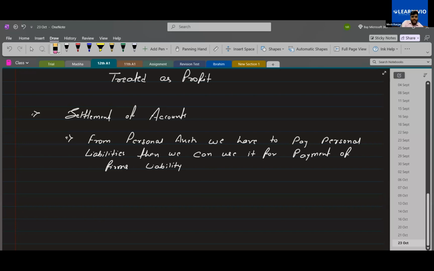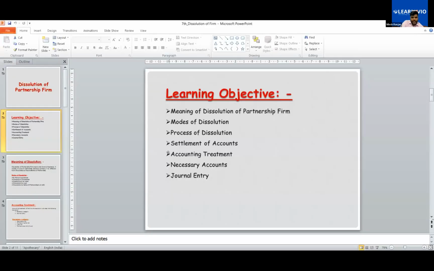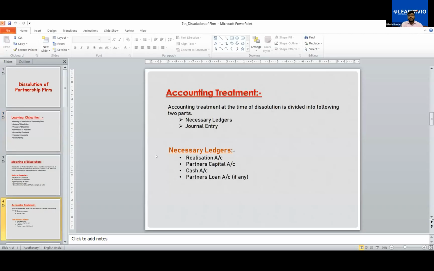After that, there is accounting treatment we have to understand. In accounting treatment, it is divided into two parts. You can see, accounting treatment at the time of dissolution is divided into the following two parts: necessary ledgers and journal. So there are two parts in dissolution of partnership firm.